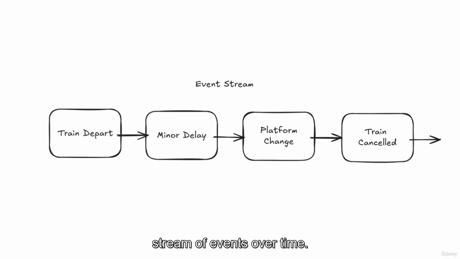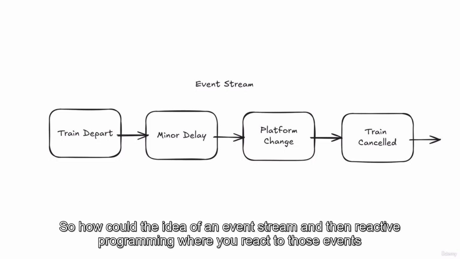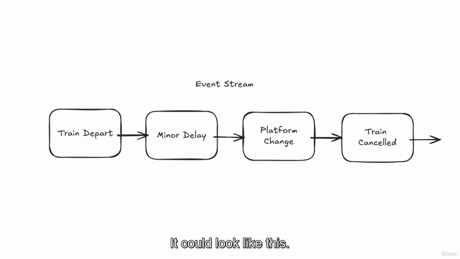But it would be a stream of events over time, a flow of events, and you would want to react to any of those happening. So how could the idea of an event stream and then reactive programming where you react to those events look? Well, a little sneak preview of Kotlin Flow, which we'll be looking at very soon, it could look like this.